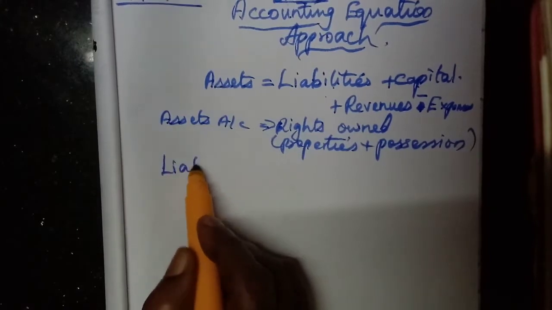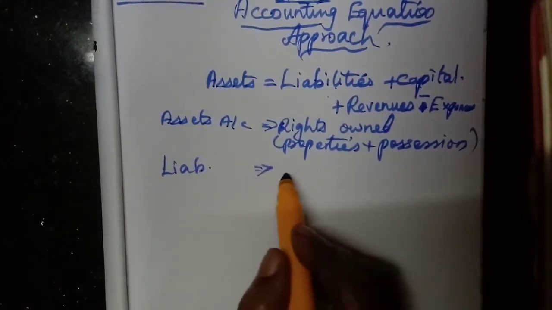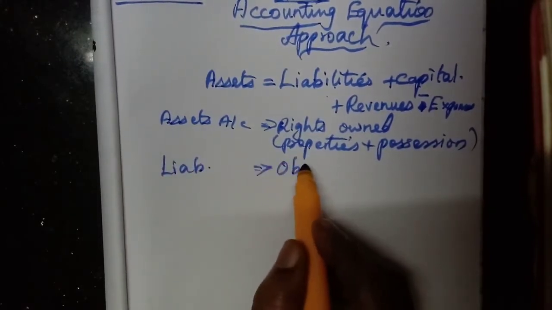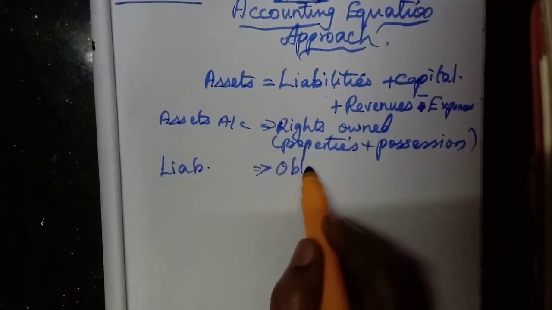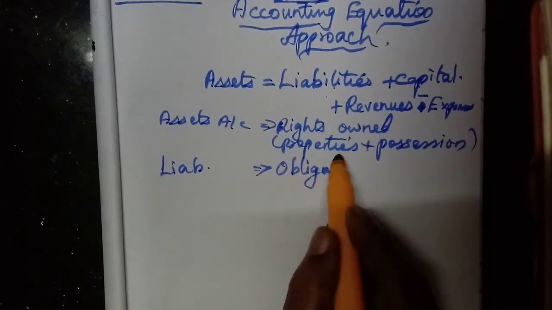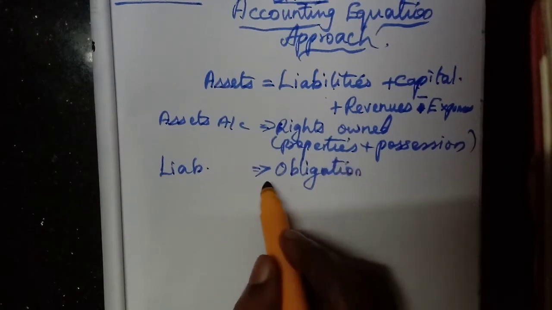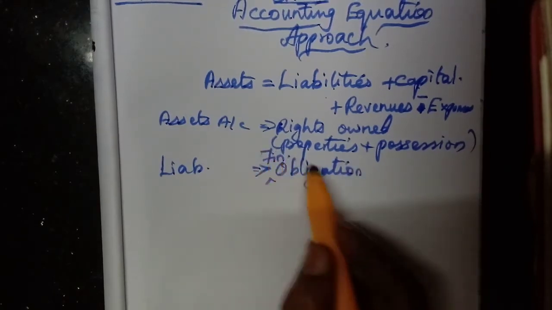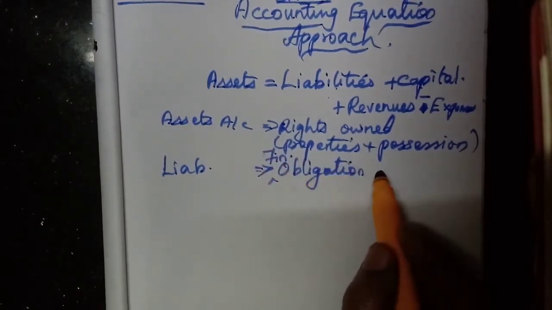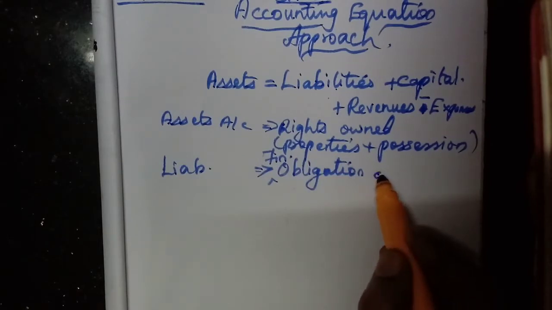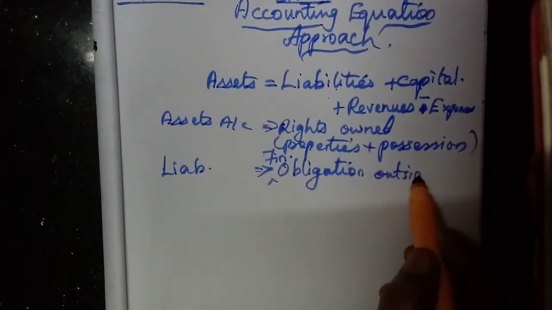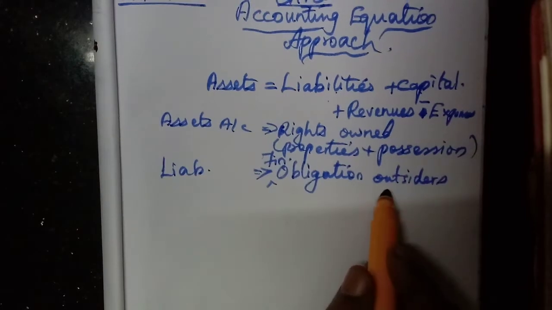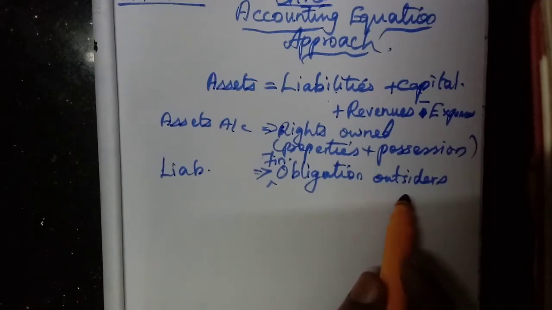Okay, the liabilities means the obligation of the business organization. Obligation, we can say financial obligation. Financial obligation of the business enterprise to outsiders. Outsiders may be creditors, banks, financial institutions. Here we can say all these are the examples.